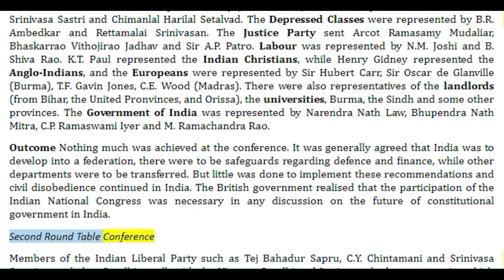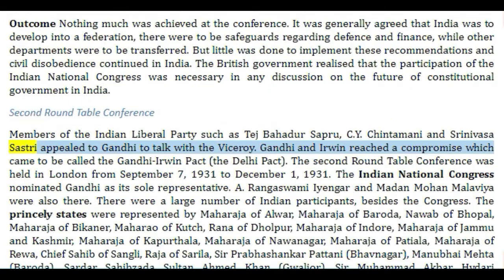Second Round Table Conference. Members of the Indian Liberal Party such as Tej Bahadur Sapru, C.Y. Chintamani and Srinivasa Sastri appealed to Gandhi to talk with the Viceroy. Gandhi and Irwin reached a compromise, which came to be called the Gandhi-Irwin Pact, or the Delhi Pact. The Second Round Table Conference was held in London from 7 September 1931 to 1 December 1931.